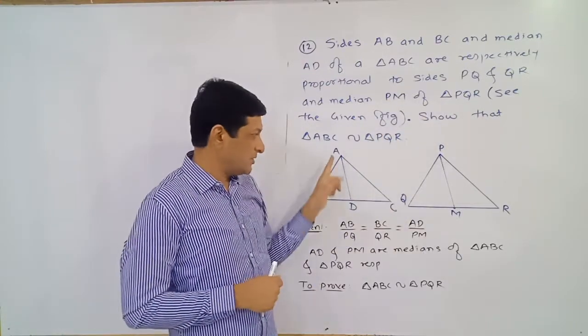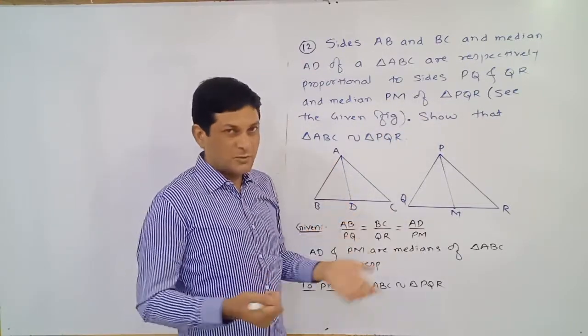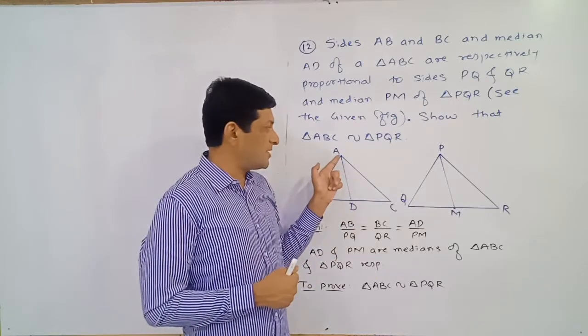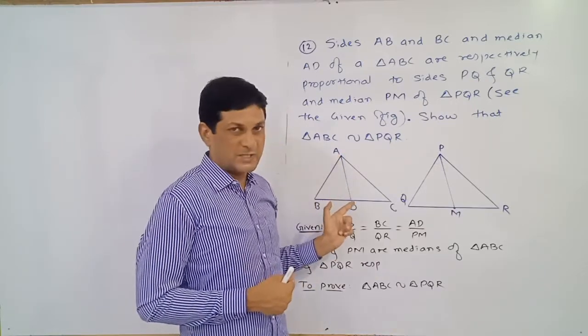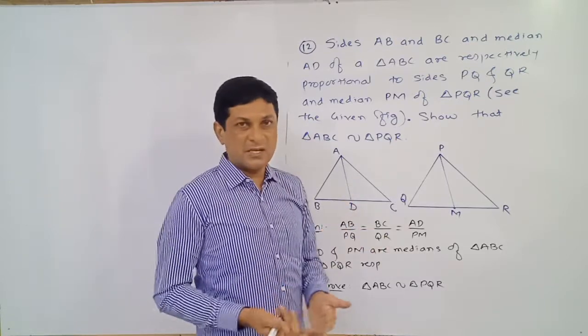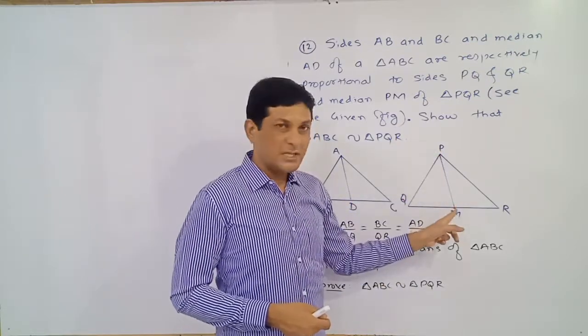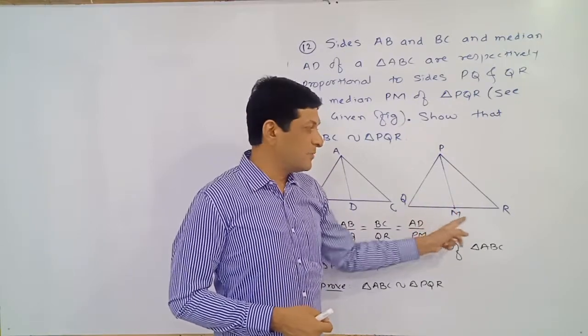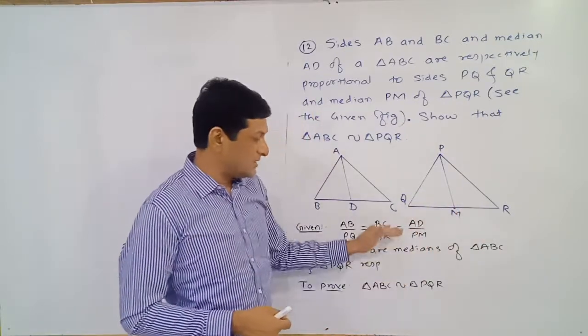So here AD is the median. Hope all of you know the meaning of median: it is the segment joining a vertex and the midpoint of the opposite side. What result are we getting here? D is the midpoint of BC. In the same way, in this triangle PM is the median, which means M is the midpoint of QR. All these are the given conditions.